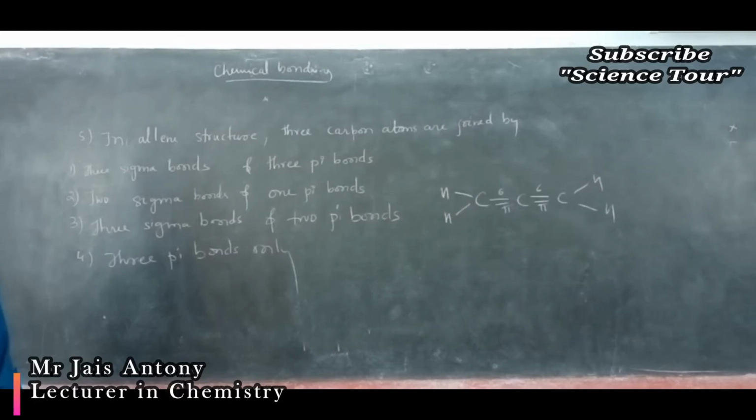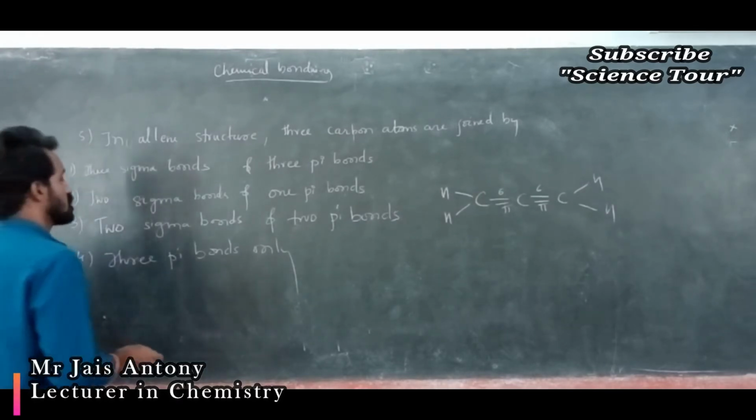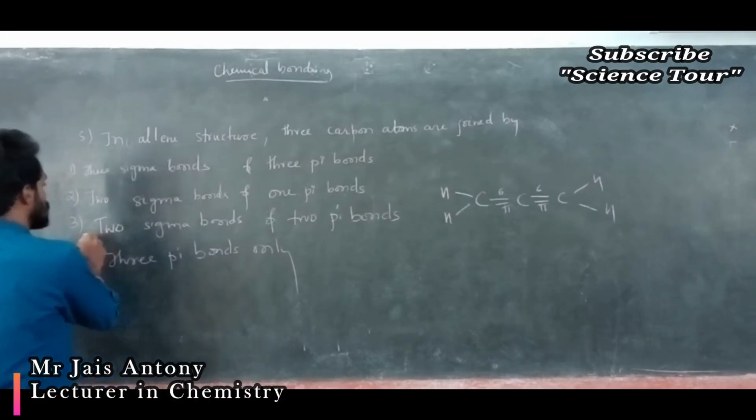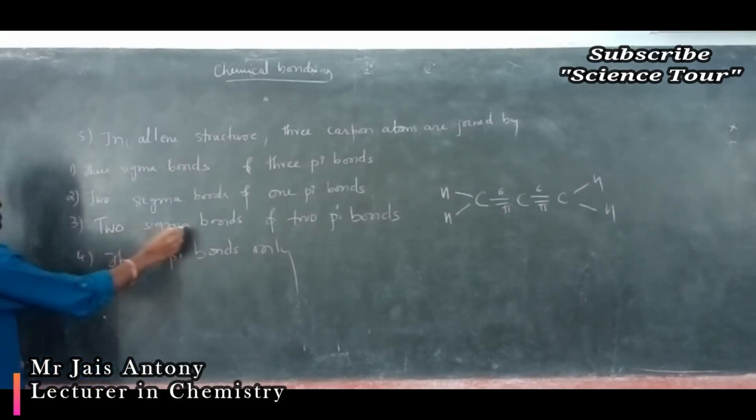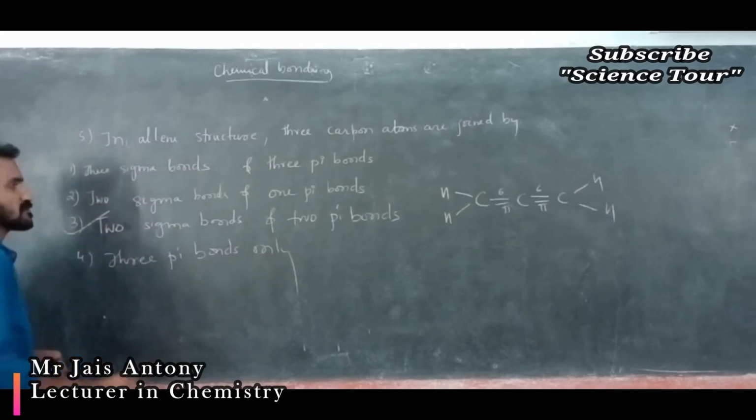Here 3 sigma. One minute. The option is given wrong, 3 sigma bonds. Okay, my dear students, here the third option should be corrected. 2 sigma bonds, 2 pi bonds. So option 3 is correct, my dear students. Option 3 is correct.